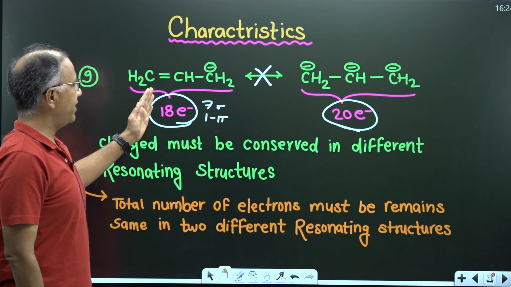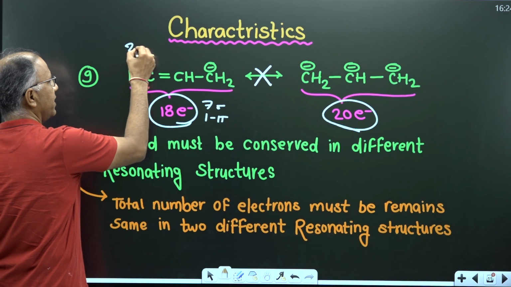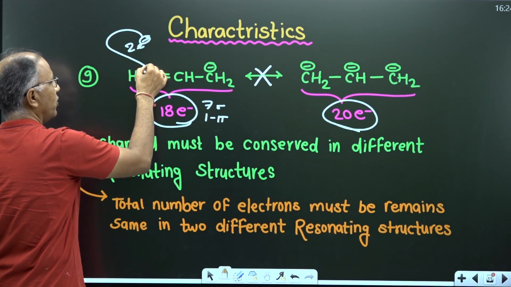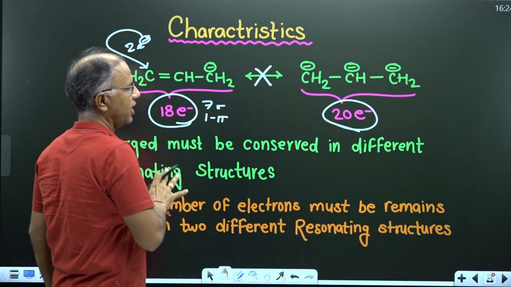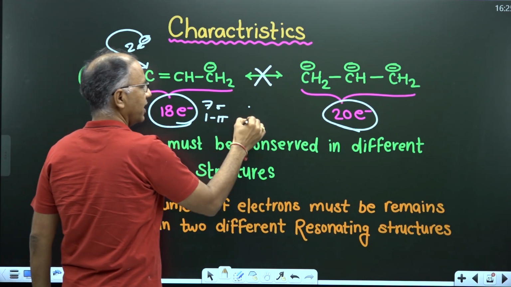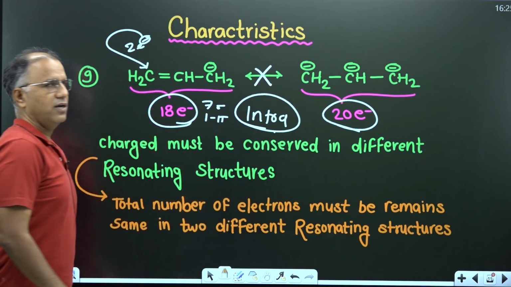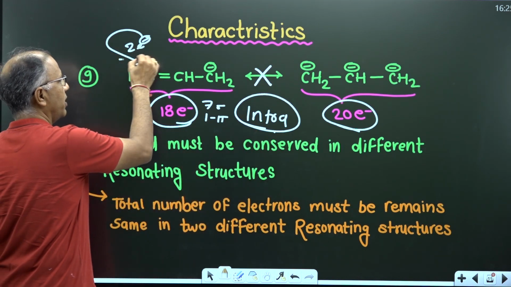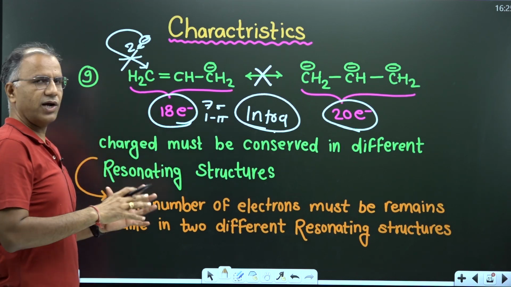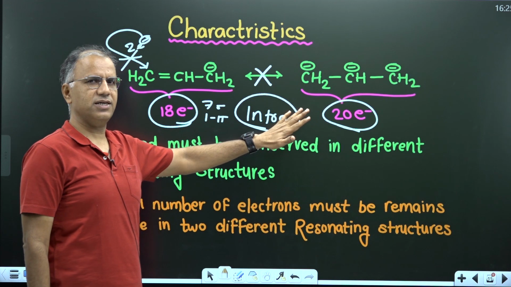Now how is this 18 converted into 20? This means the first one is accepting 2 electrons. If I donate 2 electrons, this means it is an external addition of electrons, and we already explained resonance is an intramolecular process, it is an internal matter. Got it? It is an intramolecular process. You cannot accept electrons from outside, or donate electrons to outside. The number of electrons must remain constant in different resonating structures.